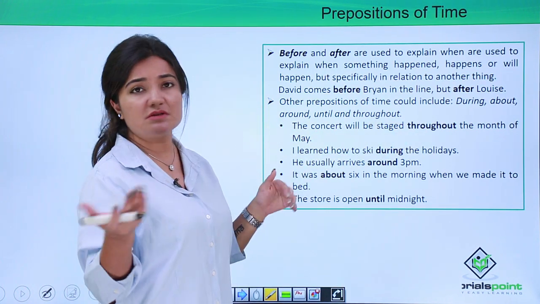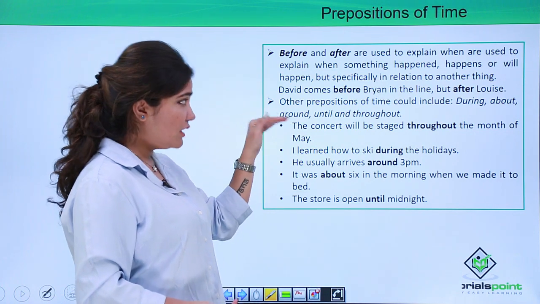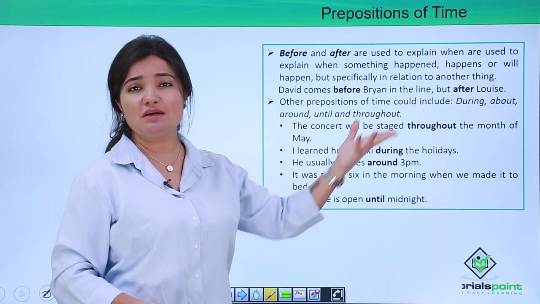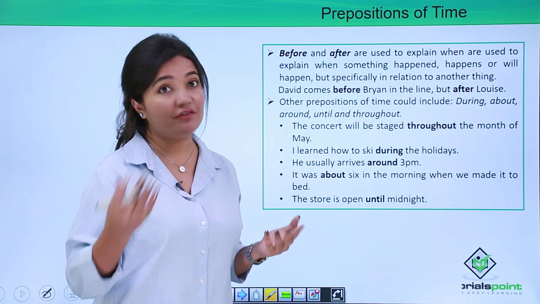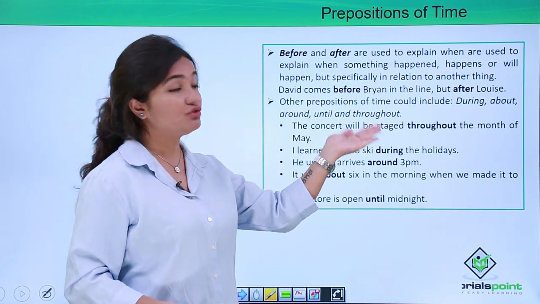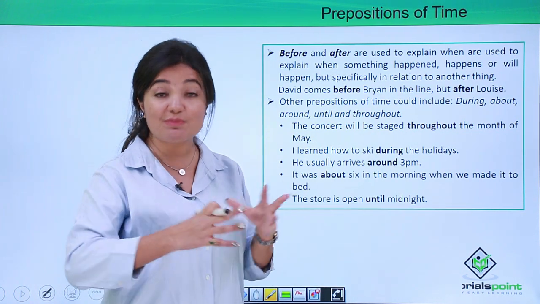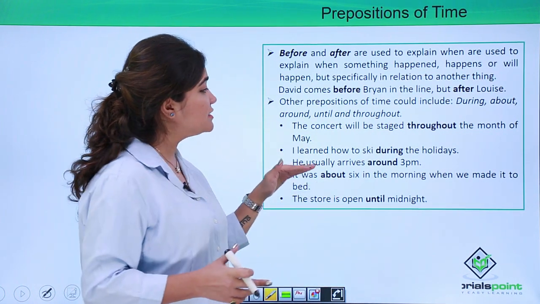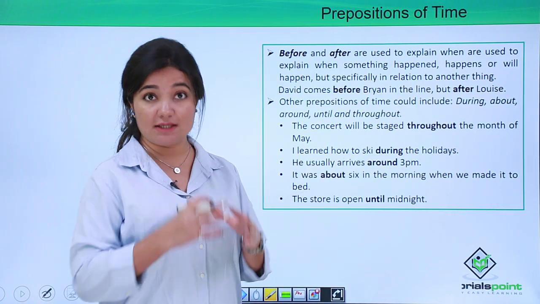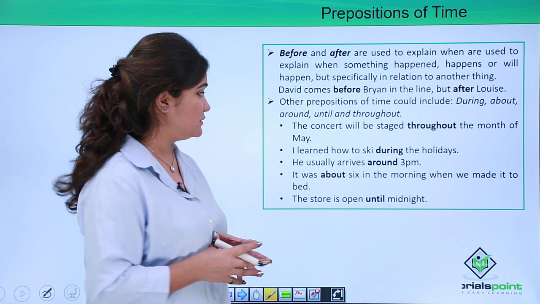Now other prepositions of time, what would they be? During, about, around, until, throughout. So these are again which would refer to time. So the concert will be staged throughout the month of May. Again, throughout is telling you about a span of time. I learned how to ski during the holidays. Again, it's telling you about a span of time, not a particular pinpoint thing, right?